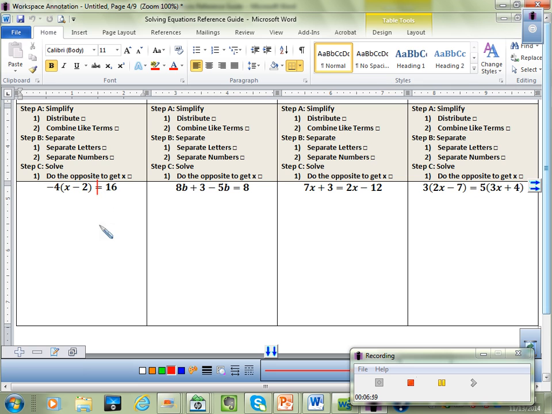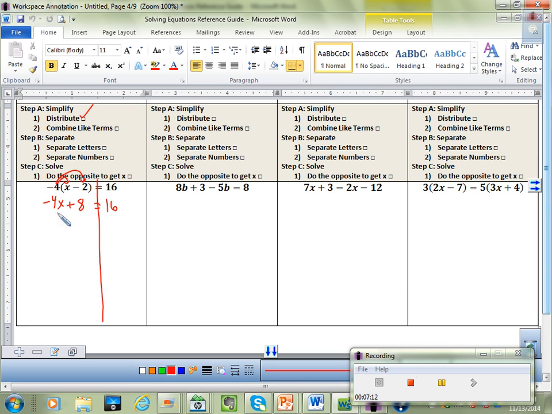Alright, ready? Draw your balancing line. Do I have a group to distribute? Yes. Remove 4 groups of x means I removed 4x. Removing debt, is that positive or negative? Positive. Negative times a negative. Alright, 4 times 2 is 8. Equals 16. So I've distributed, I check it off.